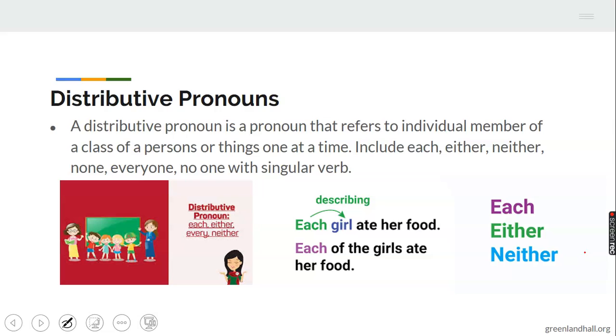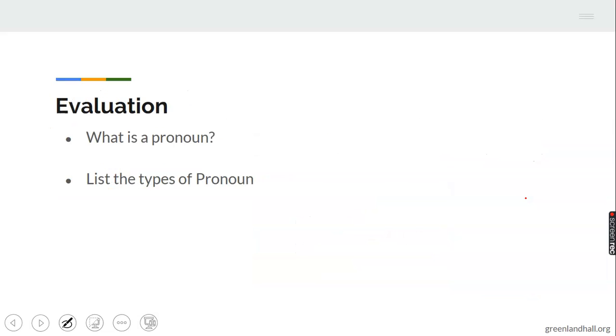Distributive pronoun. A distributive pronoun is a pronoun that refers to individual members of a class of persons or things, one at a time. And they include each, either, neither, none, everyone, no one, with a singular verb. Each girl ate her food. Each of the girls ate her food. So these are the distributive pronouns. Each, either, every, neither, and they go with a singular verb.